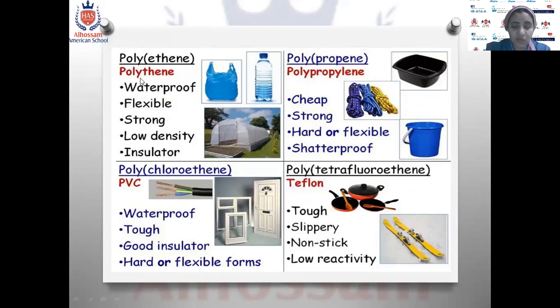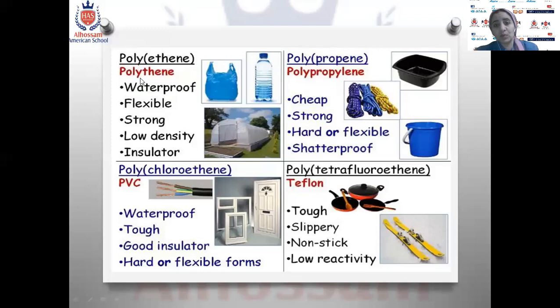We'll talk about some properties of the polymers. For example, polyethylene. The repeating unit, from its name, is ethene. We said the plastic comes from alkenes. So polyethylene is waterproof, flexible like the bag, strong, low density, an electricity insulator. Okay, those are some properties of polyethylene.